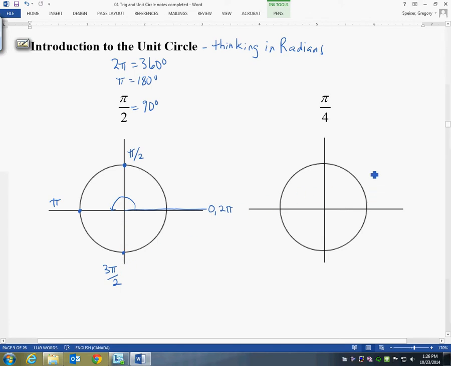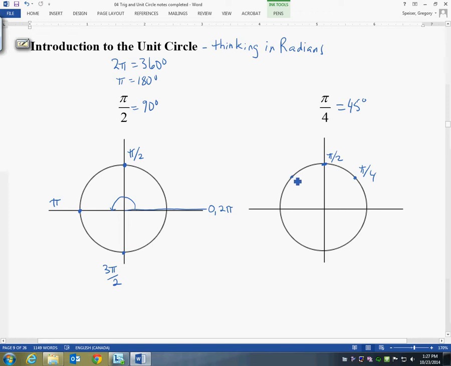How about let's look at pi over 4s. So that's going to be half as much as this one, so it's going to be the same thing as 45 degrees. So let's consider where those would end up. So here would be pi over 4. 2 pi over 4 is the same thing as pi over 2. So these are all the multiples of pi over 4. I didn't write 2 pi over 4 because I reduced it.